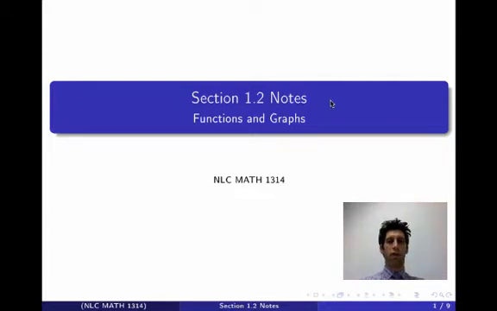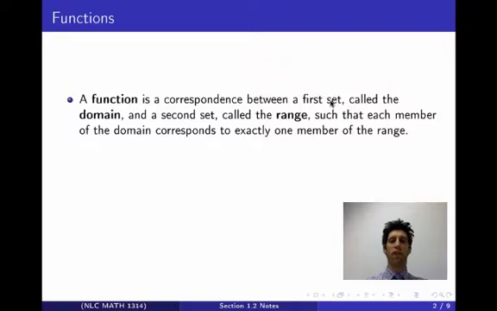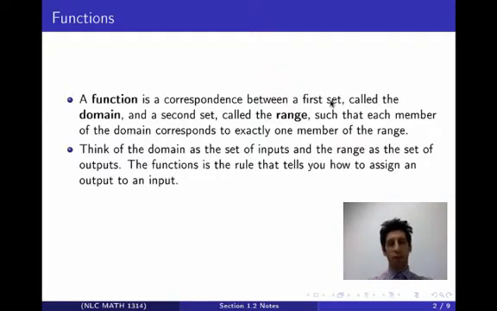Today we're going to start on section 1.2, which is on functions and graphs. So first of all, what's the definition of a function? A function is a correspondence between a first set, which is called the domain of the function, and a second set, which is called the range, so that every element of the domain corresponds to exactly one element of the range. The intuitive idea behind a function is it's a rule.